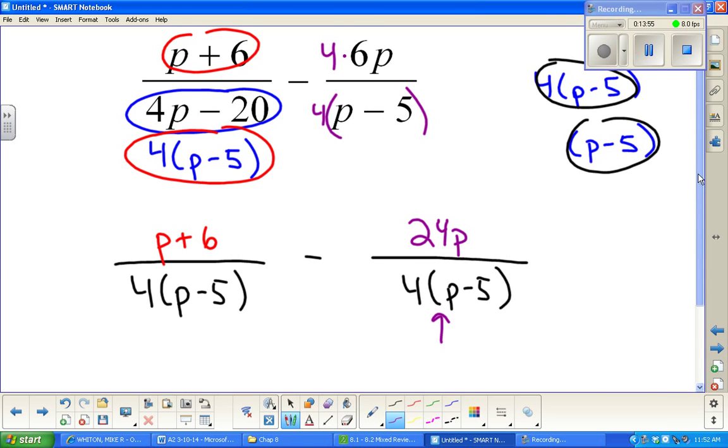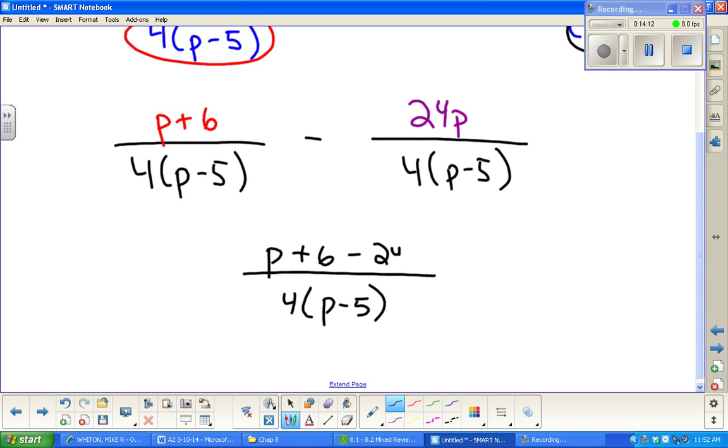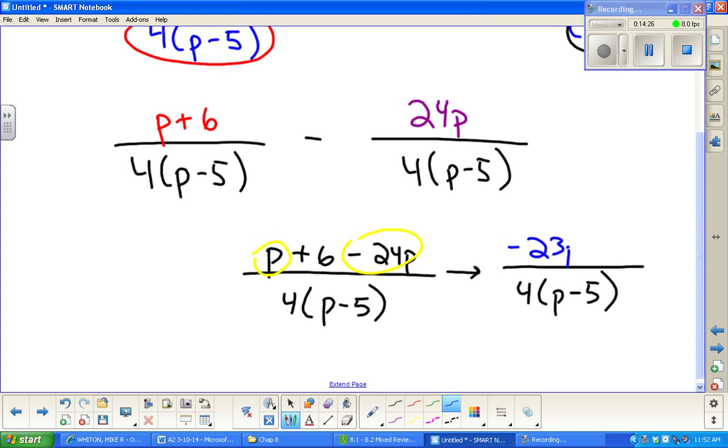So now we've adjusted things. We got their denominators to match up to be common. Now we can do the combination here, the subtraction part. I know the denominator is going to be 4 times p minus 5. And the numerator right now is p plus 6 minus 24p, which can be simplified. The numerator can be combined a little bit. If we have some like terms, we have 1p, we take away 24p. We would have negative 23p and a plus 6. And that would be your answer. We got the common denominator, we got the numerator simplified, and that is done.